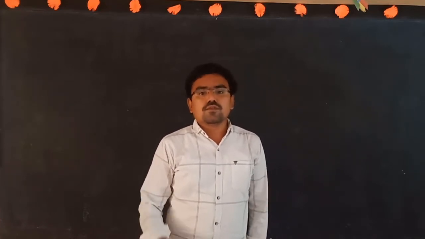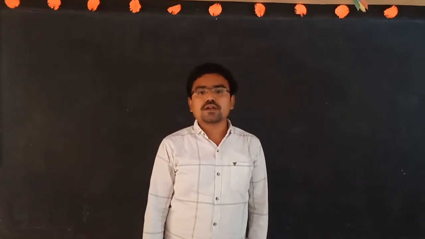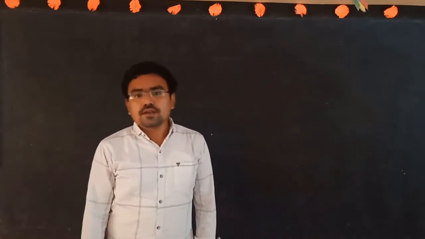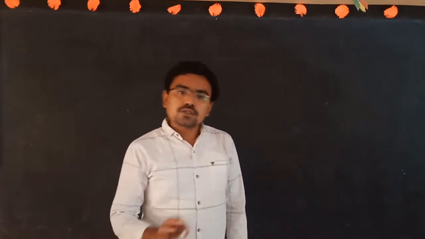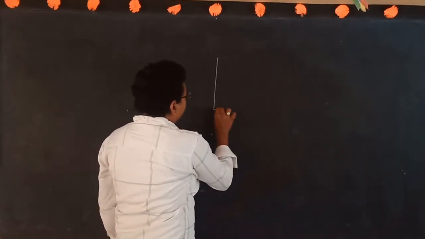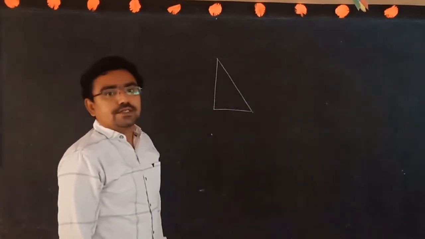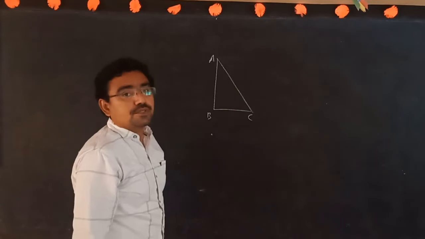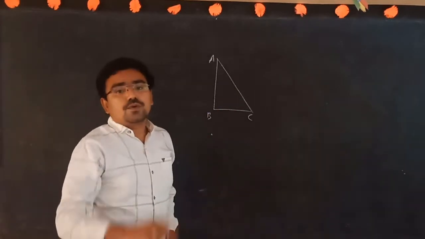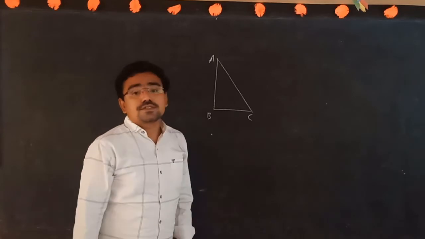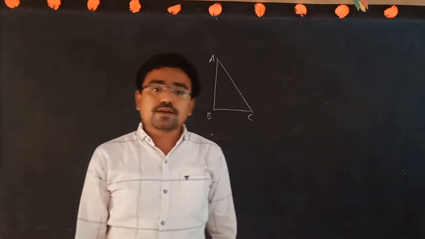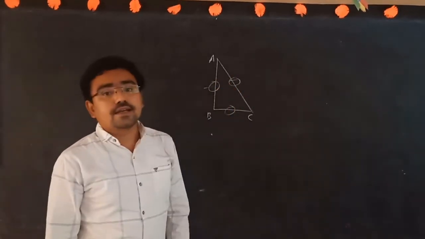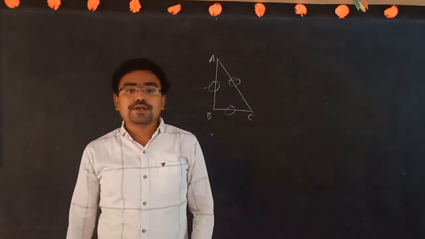In the previous class, we discussed how, when we know one ratio of trigonometry, we can identify the other ratios. For this, we need the Pythagoras theorem. When two sides of a right angle triangle are given, any two sides, here how many sides are there? AB, BC, AC, where AC is the hypotenuse. Out of these three sides, when we know two sides, we can easily identify the third side using the Pythagoras theorem. When we know all three sides of a right angle triangle, we can easily define the trigonometric ratios.